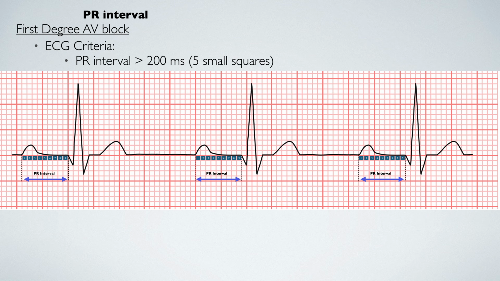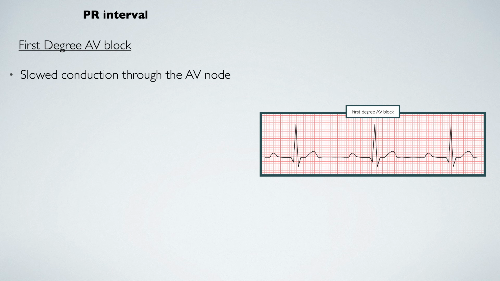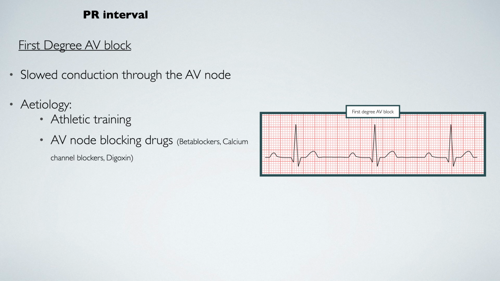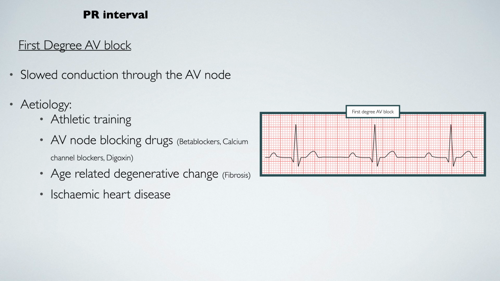First degree heart block is caused by slow conduction through the AV node, and this typically occurs due to athletic training, AV node blocking drugs such as beta blockers, calcium channel blockers or digoxin. It can also be caused by age-related fibrosis of the AV node and ischemic heart disease. This condition is generally benign and requires no intervention.